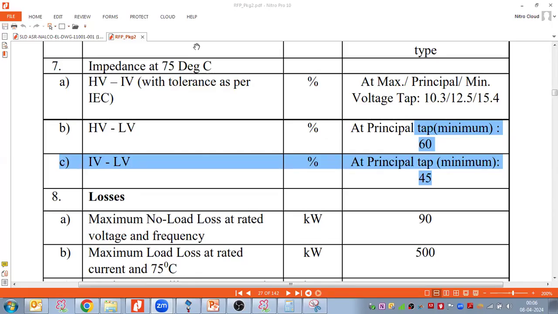Sir, I have a question on flux density selection. From where can I pick these values of 1.9 Tesla? I think 1.9 Tesla is as per the IEC standard, Krishna. This is recommended in the IEC. For all the voltage levels, sir? Yes. Okay, sir.